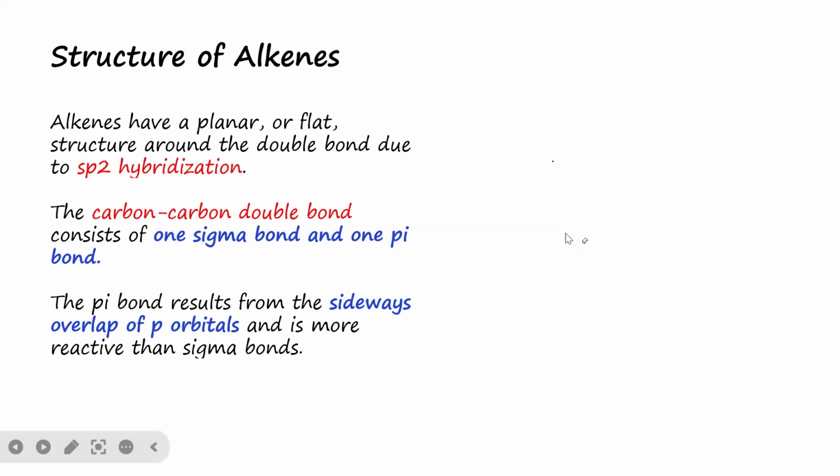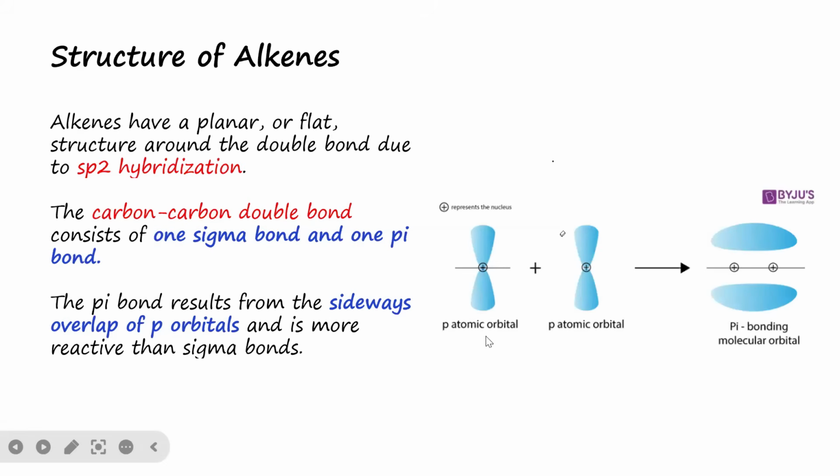So the bond in a pi bond is more reactive than that of the sigma bond, and this is how the pi bond is formed. As you can see, this is a p orbital, and we have two p orbitals here. So this is a p orbital and this is another p orbital.